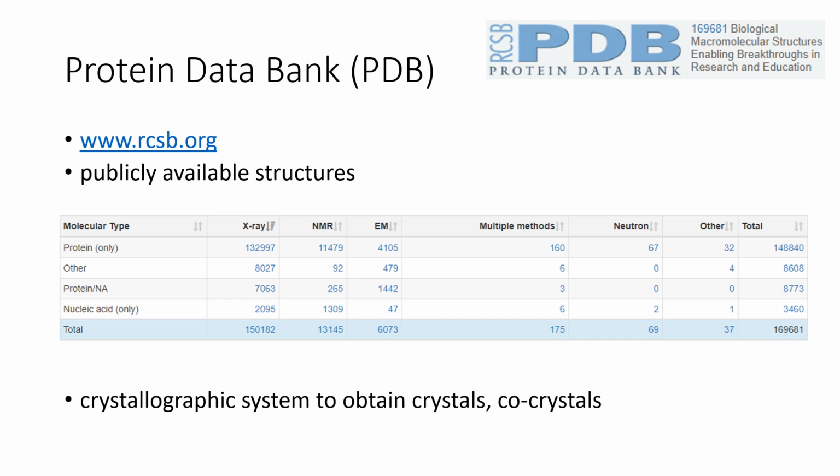It's also possible to combine the methods and use some hybrid methods. In the rows, you can see the type of macromolecules. So the proteins are the most represented, whereas nucleic acids or complexes of protein and nucleic acids are less represented here in the table.